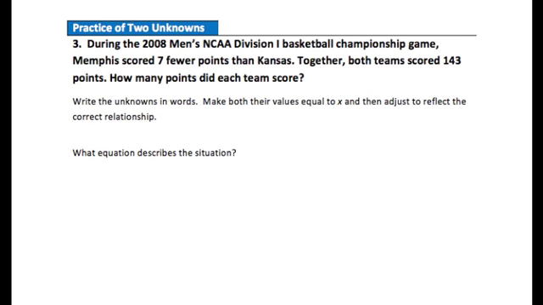Now it's time to check your understanding for solving a word problem with two unknowns. Pause your video player and answer practice question 3. When you're done, go ahead and hit play to see how you did.